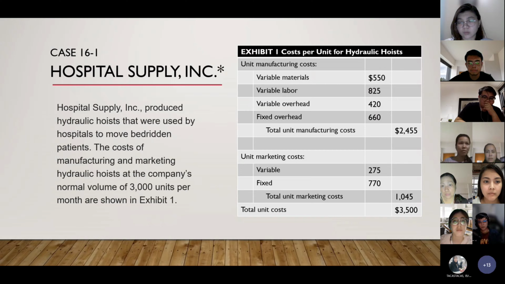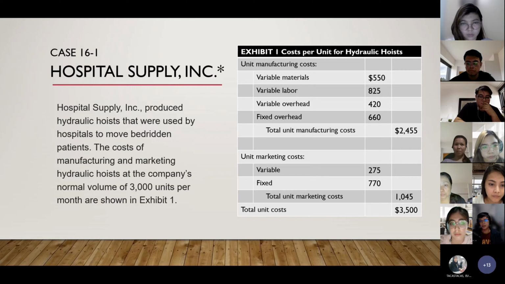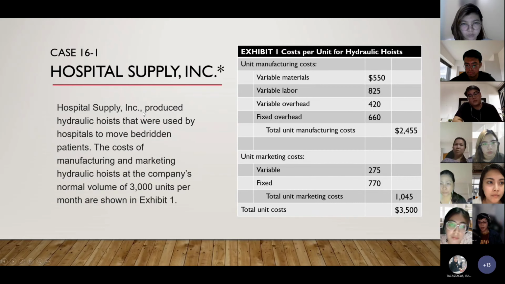We have here the unit manufacturing cost, which consists of variable materials, variable labor, variable overhead, and fixed overhead, and its total, which is equal to $2,455. We also have the unit marketing cost, which are the variable and fixed cost, the total unit marketing cost, and the total unit cost, which is the total of manufacturing and marketing cost, which is equivalent to $3,500 po.